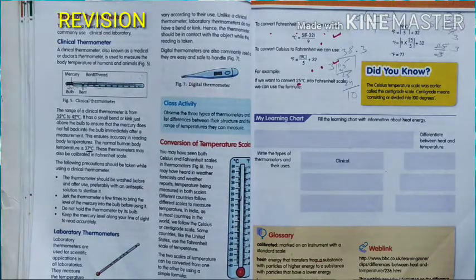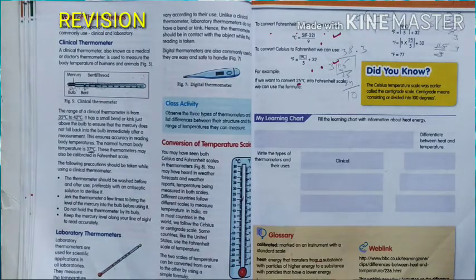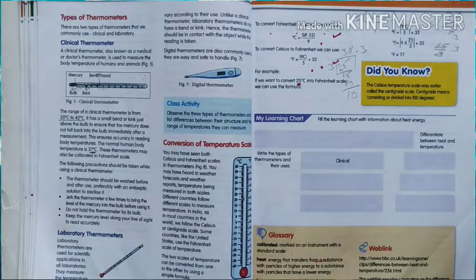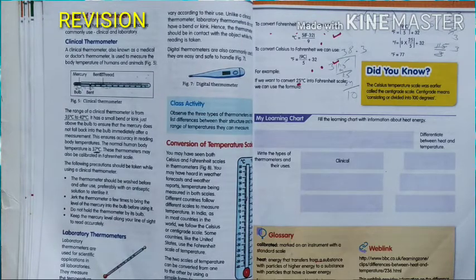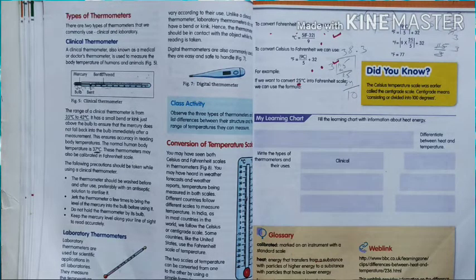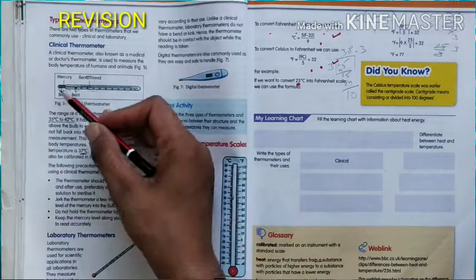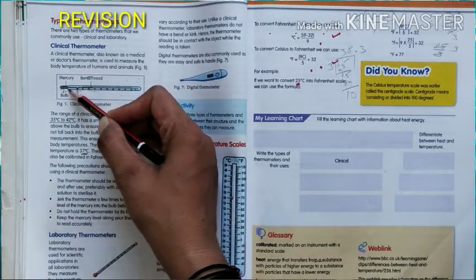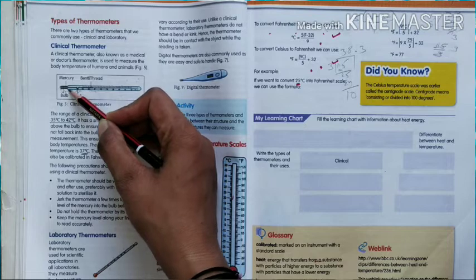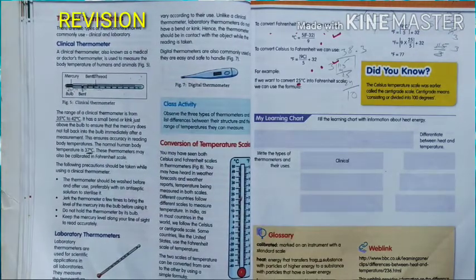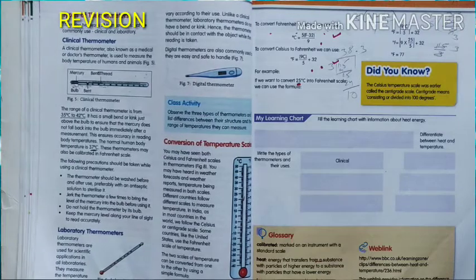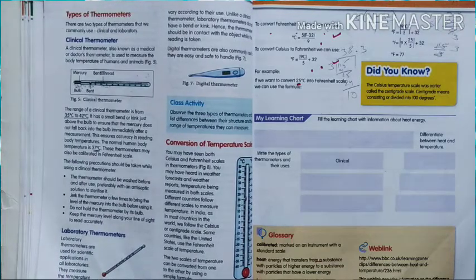We have to follow some precautions when handling this thermometer. For example, the thermometer should be washed before and after use, preferably with an antiseptic solution to sterilize it. Jerk the thermometer a few times to bring the level of mercury into the bulb before using it. Do not hold the thermometer by its bulb. Keep the mercury level along your line of sight to read accurately. Understand?